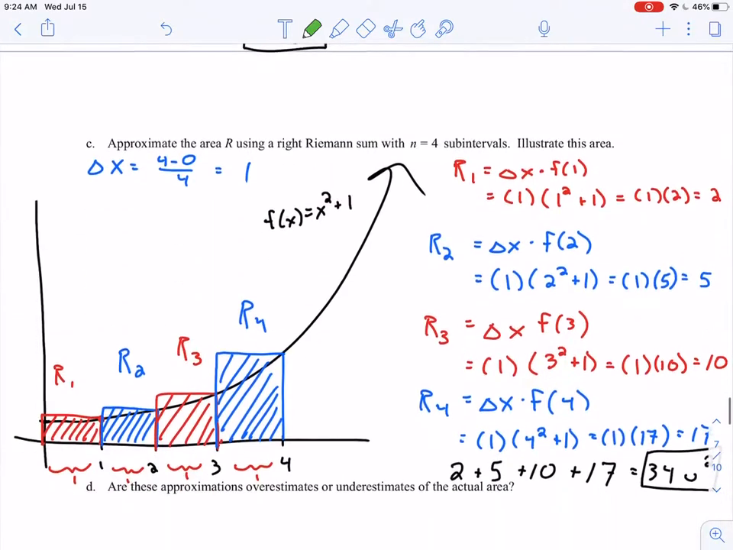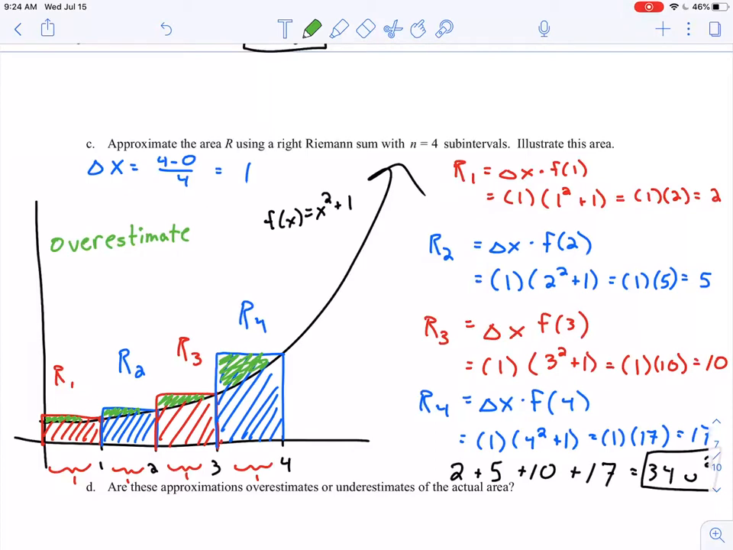In this example, I have the opposite problem. Each one of these rectangles is a little bit too big. It's going over the function. I'm actually counting a little bit too much area here. So this is an example of what an overestimate looks like.